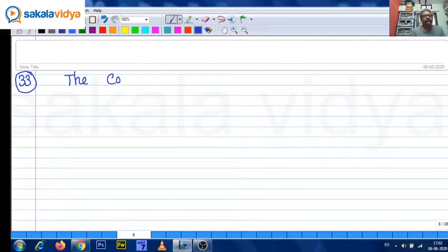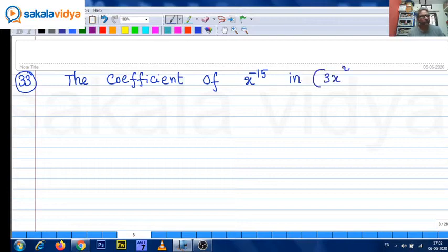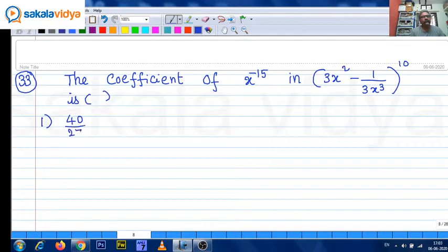Thirty-three. The coefficient of x to the power of minus 15 in (3x square minus 1 by 3x cube) whole to the power of 10 is: first option 40 upon 27, second minus 40 upon 27, third option 40 upon 81, fourth option minus 40 upon 81. This is the problem.